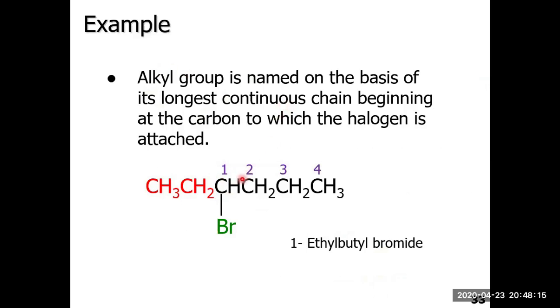So in this case, since the bromide is attached to this carbon, then this carbon becomes carbon number 1. So this is 1, 2, 3, 4. This group is butyl, and this group here, the red group, is ethyl. So then the name for this molecule is now 1-ethylbutyl bromide. Again, we write the alkyl group separately from the halogen or the halide.